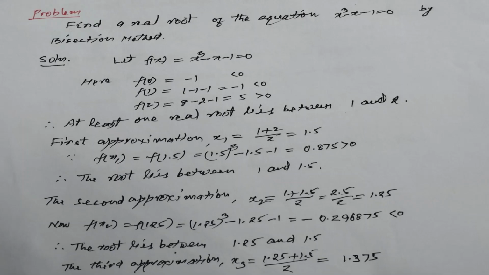This is about the method given by Bolzano or bisection method, and thus we have discussed the method steps and given an example for solving the algebraic equation by bisection.